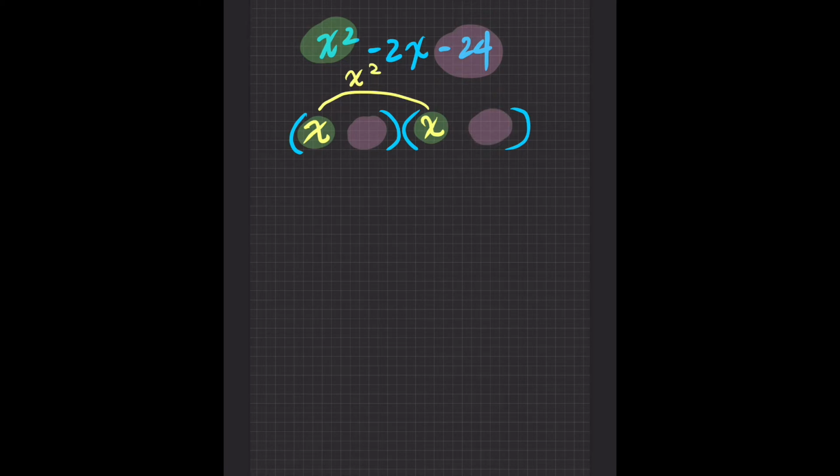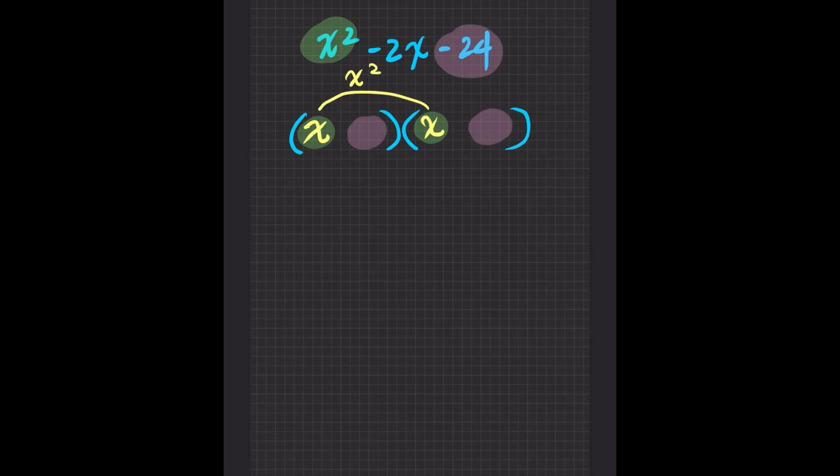So now you have to look at the factors of the constant. What numbers can you multiply together that will give you a negative 24? Note that the sign is important. As we know, the rules of multiplying positive and negative numbers, the only way you can get a negative product is if you multiply a positive and a negative number.